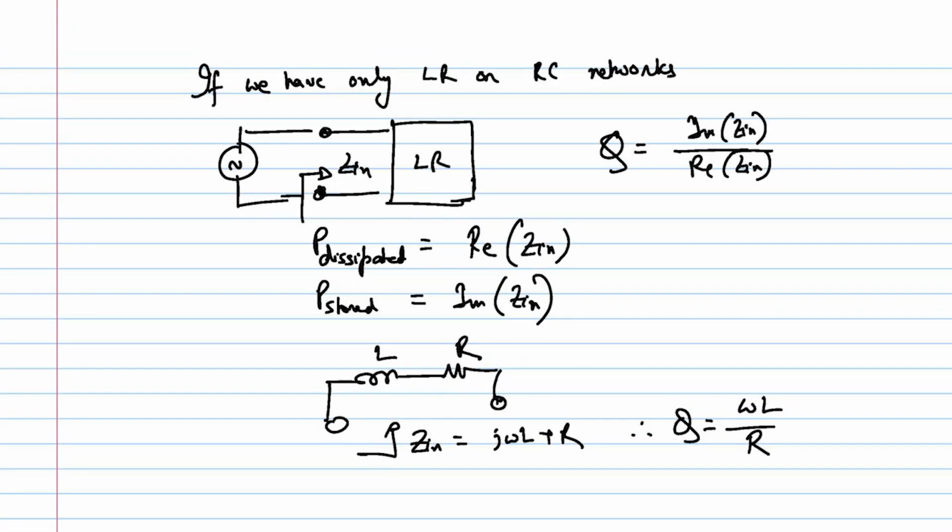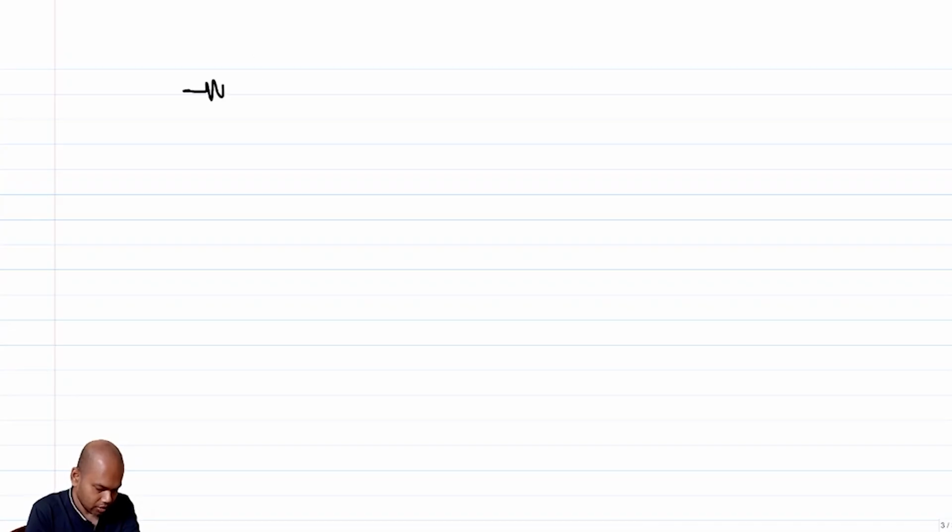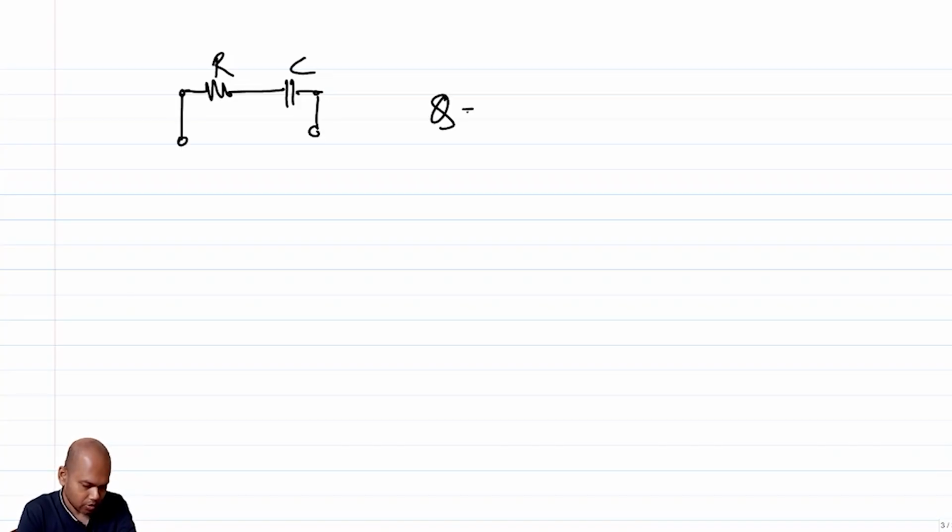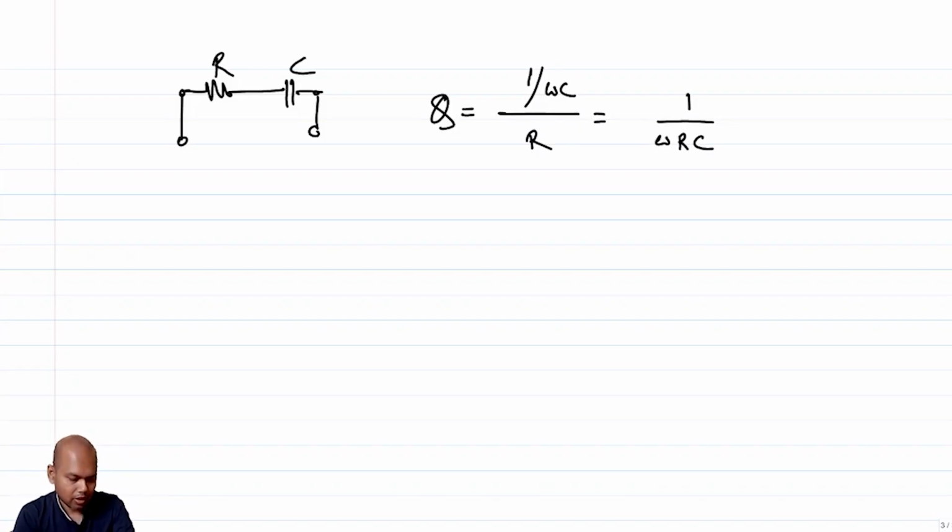Similarly, if I have an RC network, let's say a C which has a series R, correct? So what will be the quality factor of this? Again, I can go by either energy stored and power dissipated, or I can go by the real part and the imaginary part. So the imaginary part of this impedance is 1 by omega C, right? And the real part is R. So this is 1 by omega RC, correct?